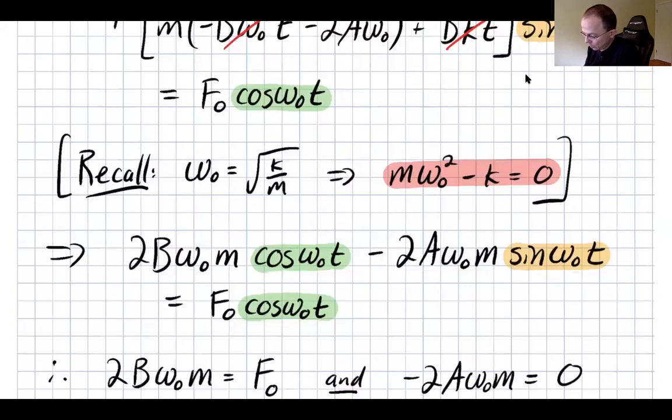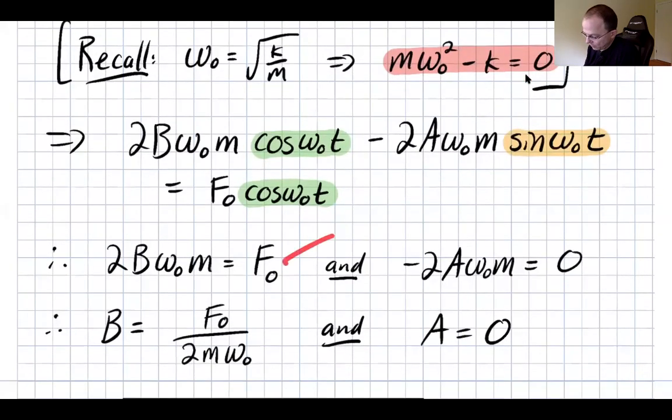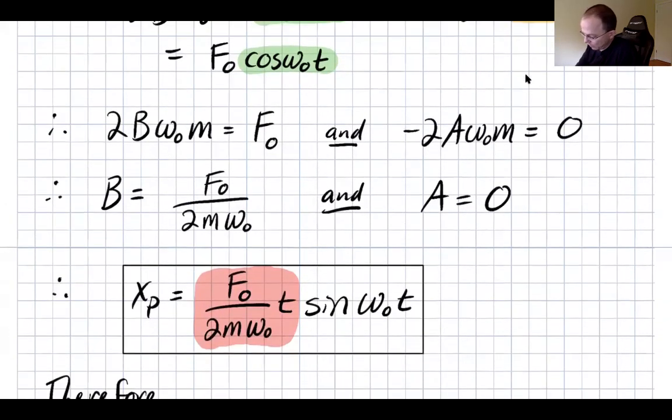And then we can equate the coefficients. So this will be equal to F naught, and this will be equal to 0 because there are no sine terms over here. So there we have our equation. We solve for B, we get this, and we solve for A, and we get that. And therefore, here's the form of our particular solution. Now look at what the amplitude is of the oscillations. So this is the amplitude. There's the sine wave, which just has amplitude 1. But when you multiply it by this term, we get this as being the amplitude of this particular solution.